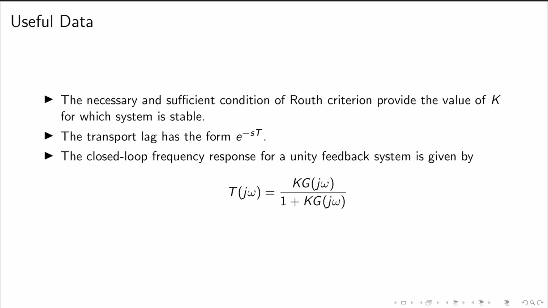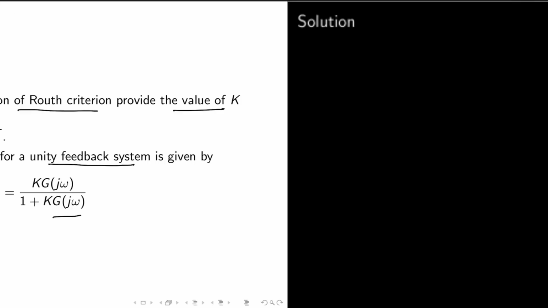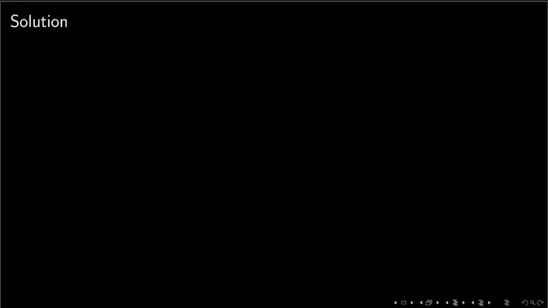The useful data that we will use to solve this problem are: the necessary and sufficient condition of Routh criteria provides the value of k for which the system is stable. The transport lag has the form e power minus st, and the closed loop frequency response of a unity feedback system is given by T of j omega is equal to k g of j omega divided by 1 plus k g j omega. So let us go through each of these statements one by one.